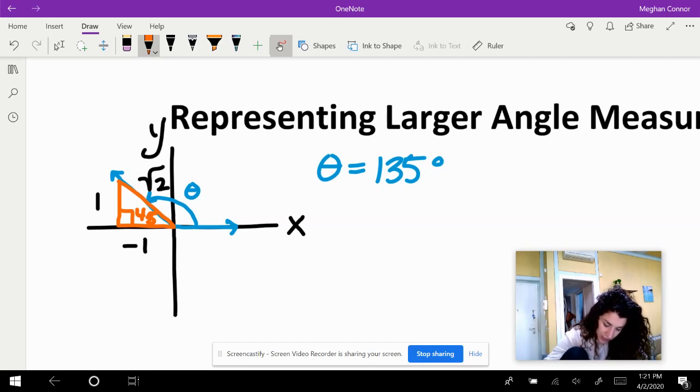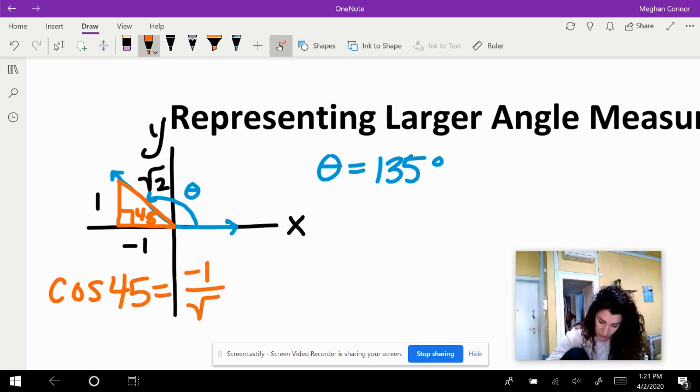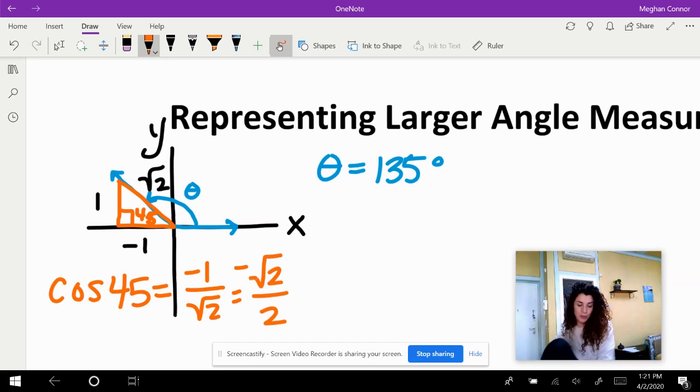So let's do it to the side here. Cosine of this 45 degrees is -1 over square root of 2, which if I multiplied top and bottom by the square root of 2, I would get -√2 over 2, which means that is actually what the cosine of 135 degrees is.